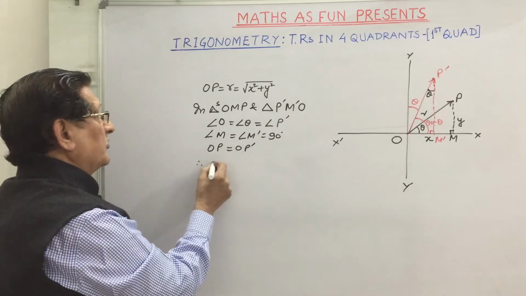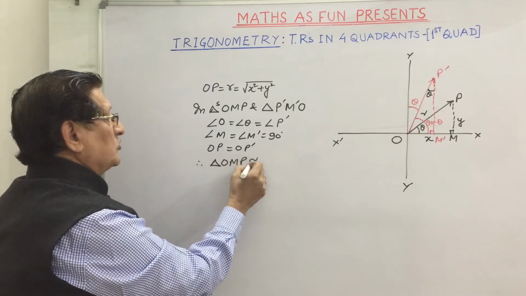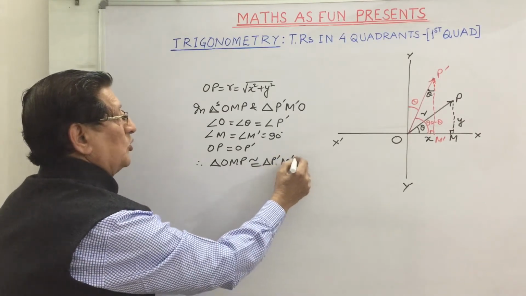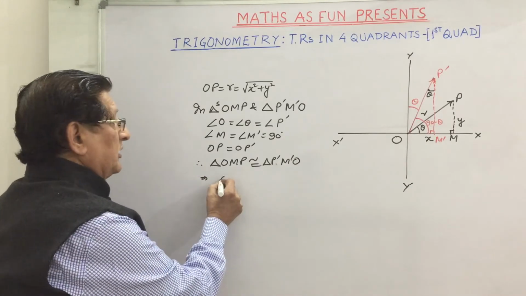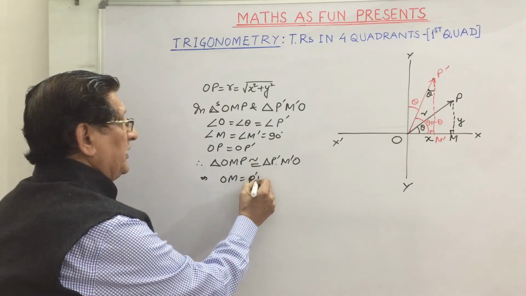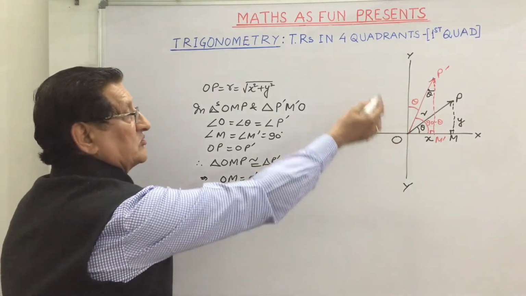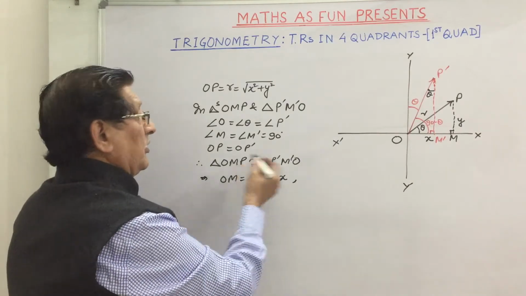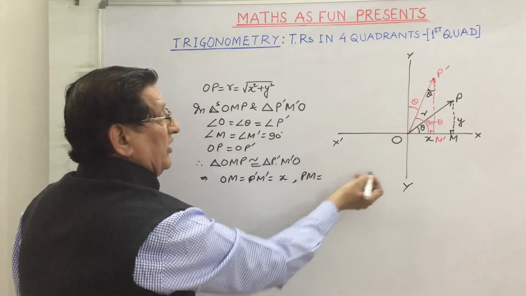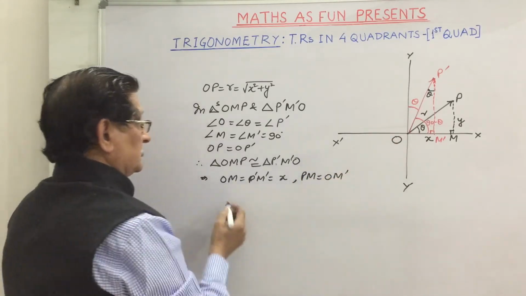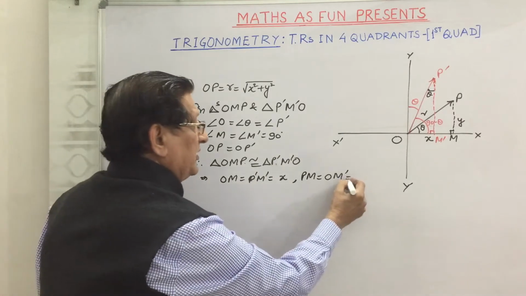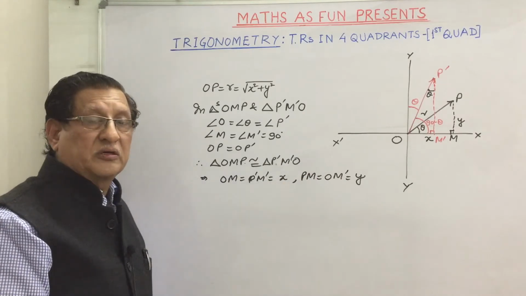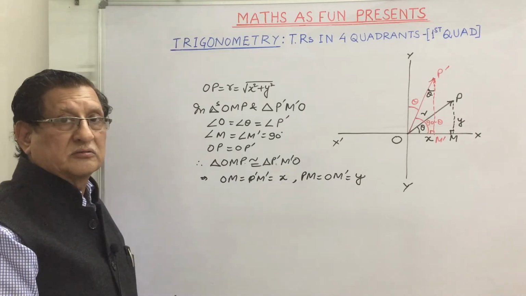If they are congruent, therefore triangle OMP is congruent to triangle P dash M dash O. Then we can say that OM will be same as P dash M dash, and OM is X, so P dash M dash also will be X. Another side, PM will be same as OM dash, and that will be each Y. By CPCT we say corresponding parts of the congruent triangles.